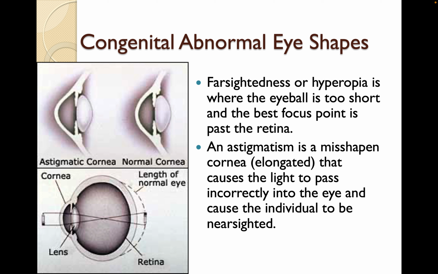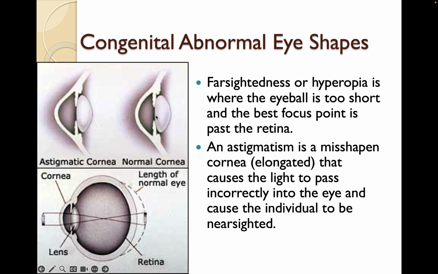Farsightedness, or hyperopia, is where the eyeball is too short and the best focus is a point that's past the retina. And astigmatism is a misshapen cornea, or it's elongated. That causes the light to pass incorrectly into the eye and cause the individual to be nearsighted. And this is what an astigmatism looks like.